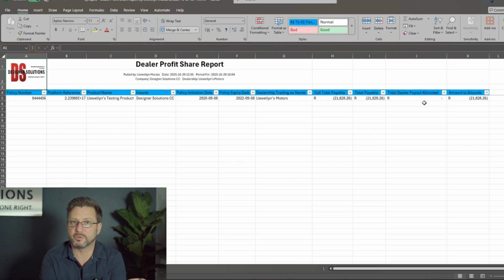This is our dealer profit share report. This is my simple one, the base report, but when your allocations are set up correctly, at the end of this report you will see that the amount to allocate is 21,000. You'll then see the dealer's portion and the retained portion, because you are only going to pay out on either a 60-40, 70-30 or 80-20 split.